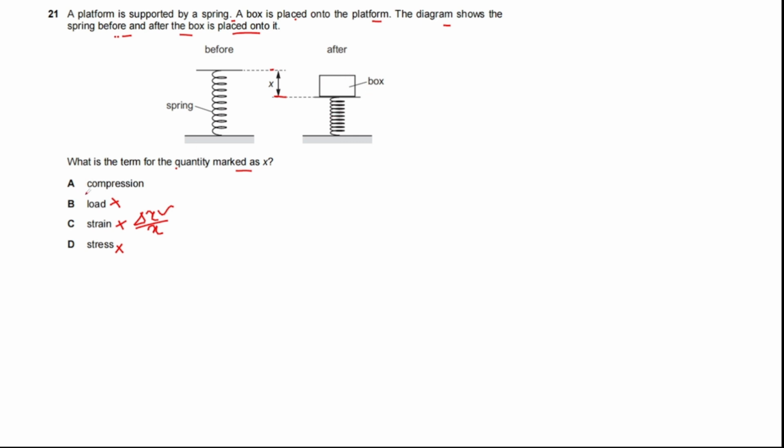So the correct option is option A, compression, which means it's squeezing. So the spring was before like this, and after the box is placed on it, a compression happened, and it is by this distance x.